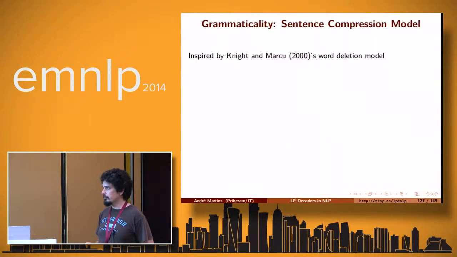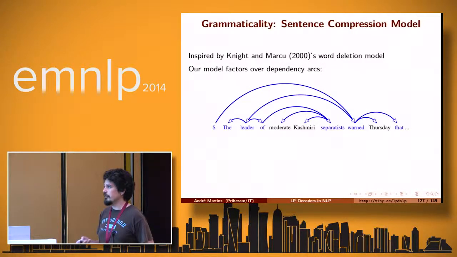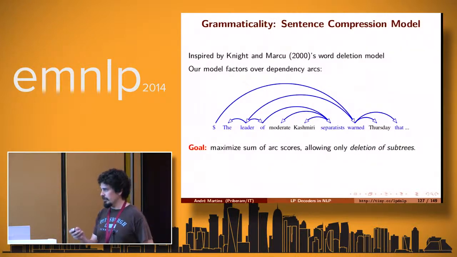Okay, so for the grammaticality part, we are going to use a sentence compression model inspired by prior work by Kevin Knight and Daniel Marcu, where we basically define a structured factor where the score decomposes over dependency arcs. So basically, this is an instance of a structured factor. We want to maximize the sum of the arc scores, and we allow only deleting entire subtrees. So if we delete an arc, we are constrained to delete everything which is beneath that arc.